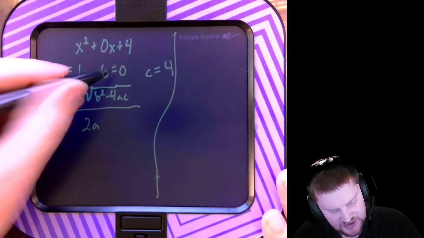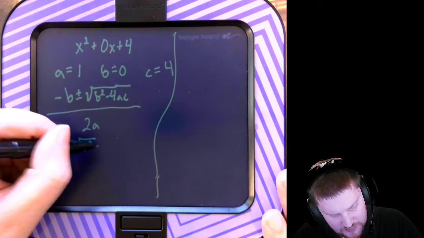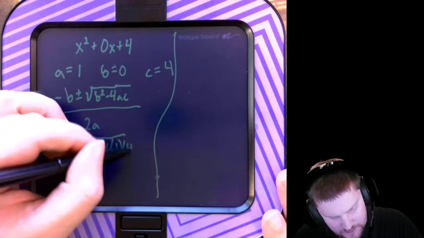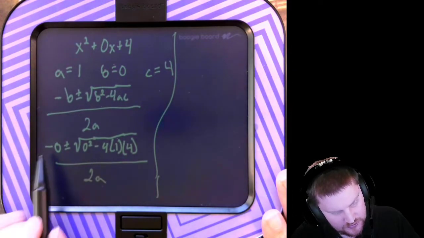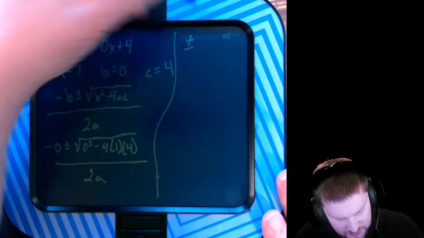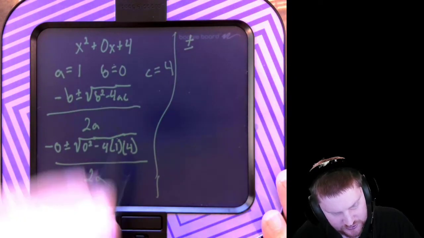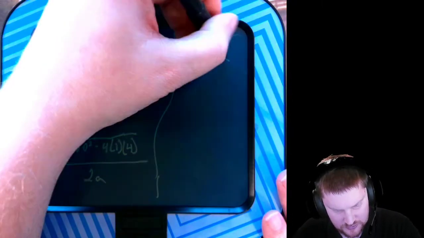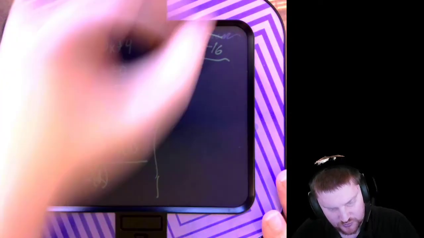So plugging this in, b is 0, so you have negative 0 plus or minus the square root of 0 squared minus 4 times 1 times 4, all over 2 times 1. Well, 0 is just 0, so that becomes plus or minus. 0 squared is just 0, minus 4 times 4 is 16. So plus or minus the square root of negative 16 over, and I'm sorry, this a should have been replaced with a 1. 2 times 1 is 2.